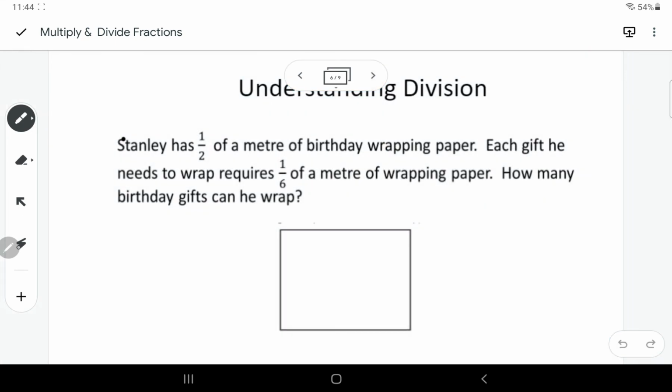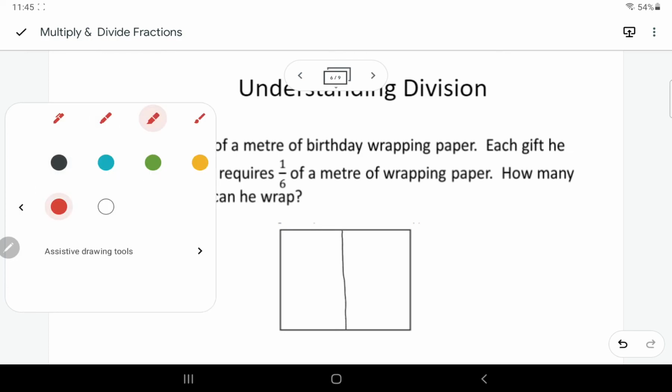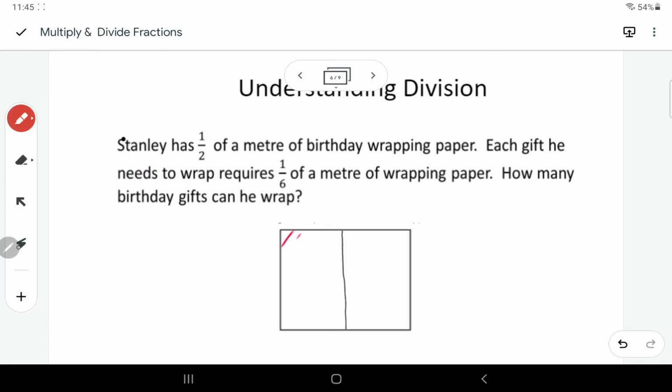In this lesson, we're also going to look at dividing fractions. Here's another kind of visual example. This says Stanley has half a meter of birthday wrapping paper. So let's say that this is 1 meter in the picture. We could color in that Stanley has half a meter of wrapping paper. That's how much he's got.